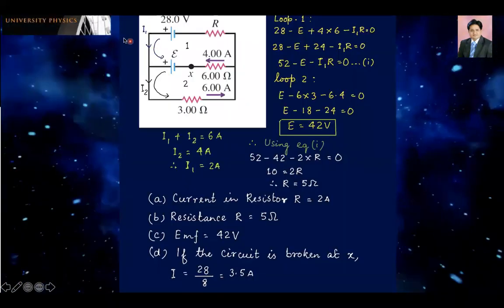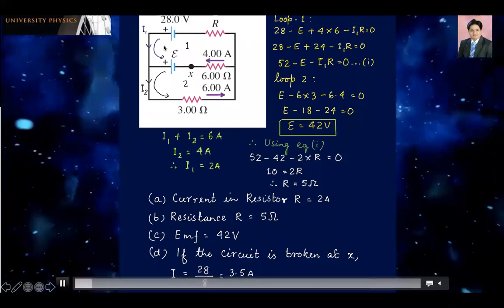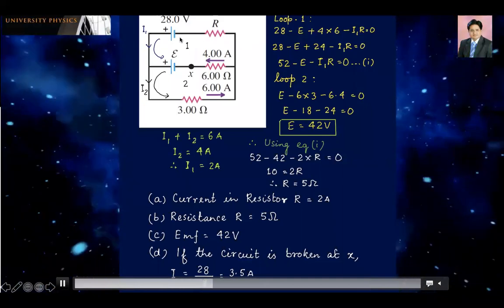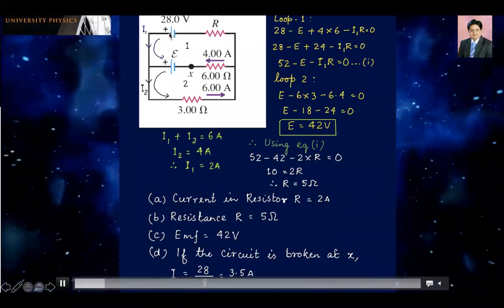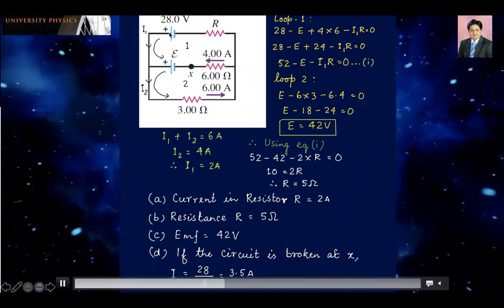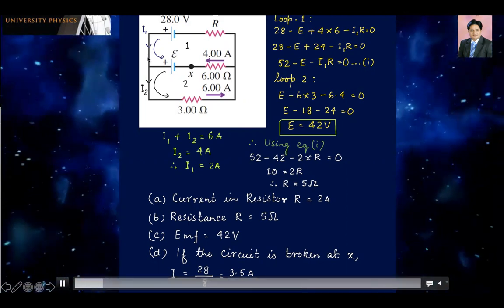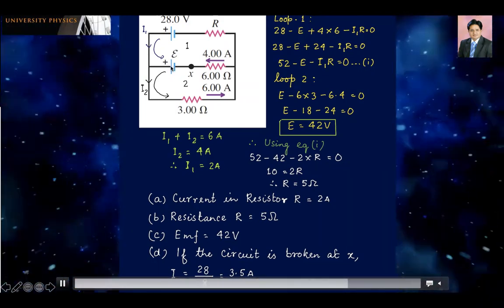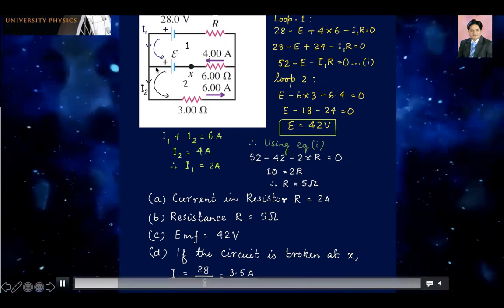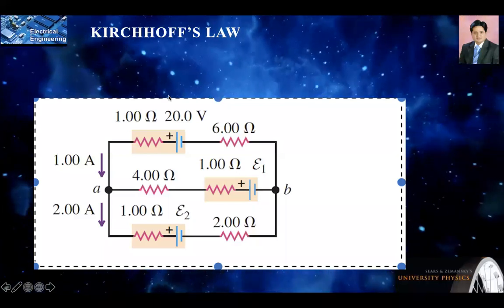So let us try to understand how to solve this question. Now, let's look at loop 1. This is loop 1. I'm assuming that the current that moves from this cell is I1. So this is the current that is going I1. And then you see the current that is going from loop 2, here you see in loop 2, this is the current I2.